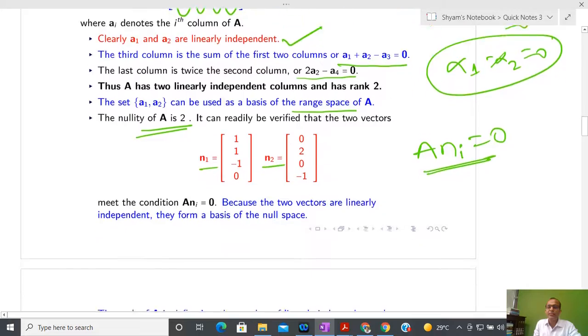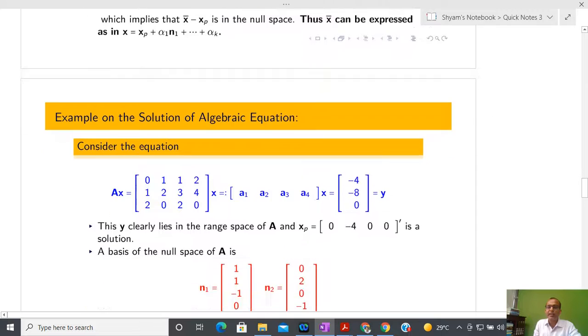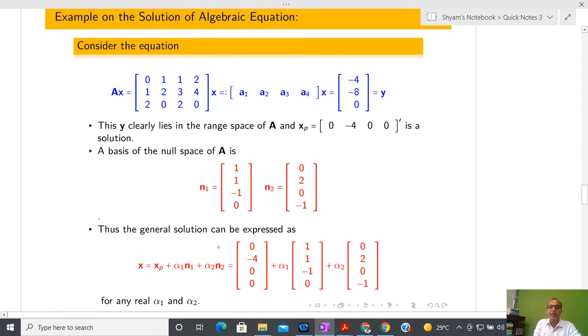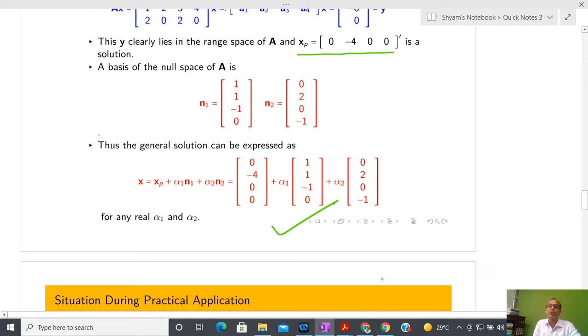Okay, so now let us come to the complete solution of this. You can see that if I select xp equal to this, then using these two independent columns, I am able to reach the values -4 and -8. Okay, so this is the solution. So I have found one solution xp, and after that I adjust n1 and n2, where alpha 1 and alpha 2 are any quantity. In this way I can find the complete solution of A x equals y.